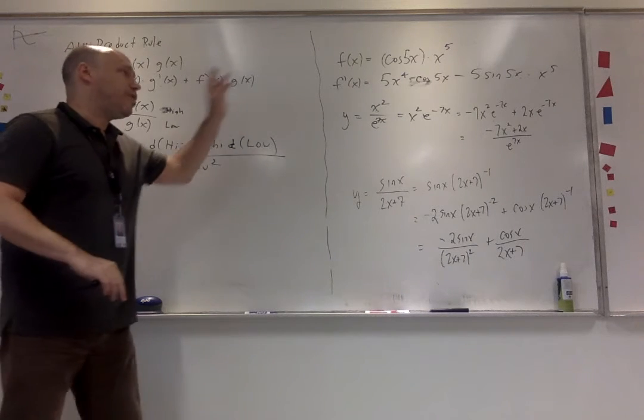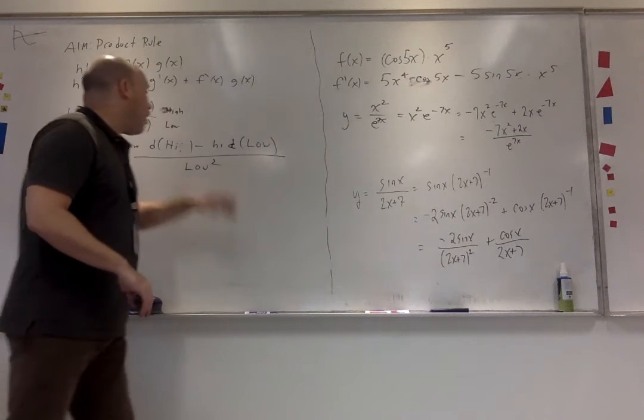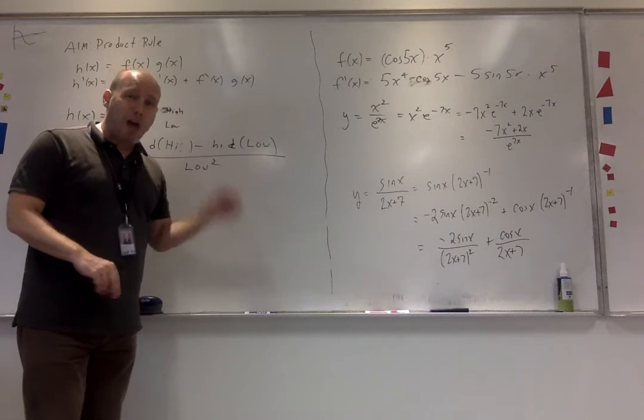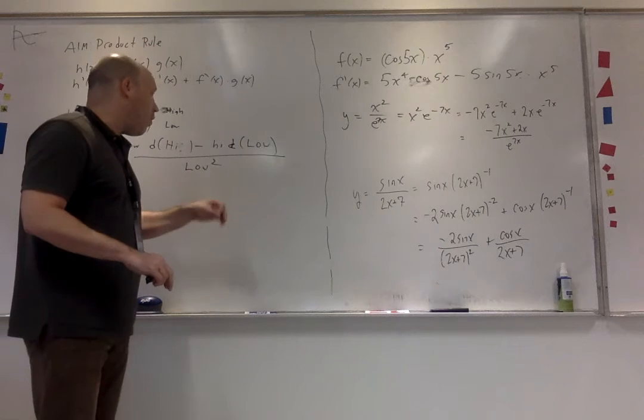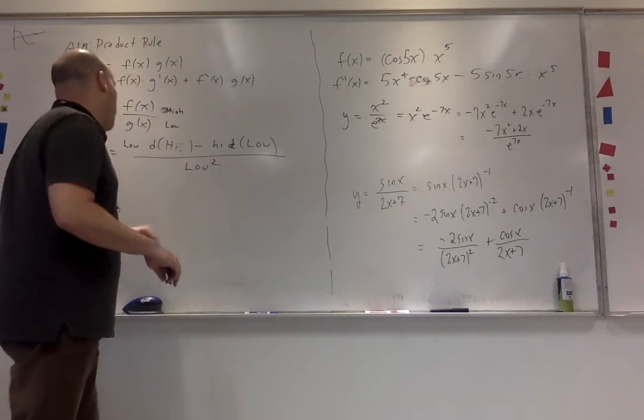Some kids go back to the product rule. I say remember that. Low d high minus high d low over low squared.